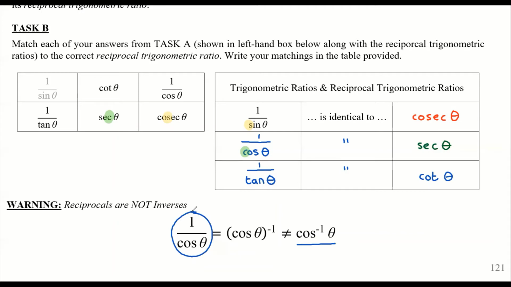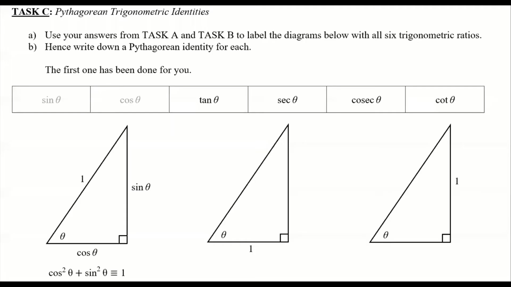Next, we're going to have another task for you to do, task C, and then we can have a look at some worked examples. Moving on to task C, we're going to look at Pythagorean trig identities. For part A of this task, I'd like you to use your answers from task A and task B and label the two remaining right-angled triangles.